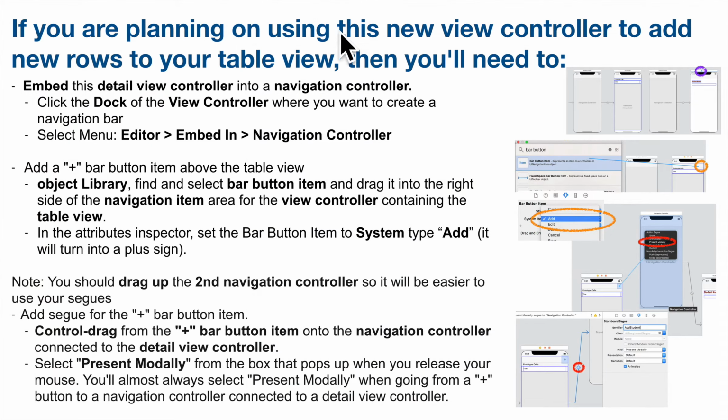So if we're planning on using our new view controller to add new rows to our table view, then what we want to do is we want to embed our new view controller in its own navigation controller. And the reason why we're going to go ahead and do this is it will give us a space to put a save and a cancel button on our view controller. Let me just show you why we're doing this. You don't have to follow along. You can just watch the video, but if you want to try this out, you can as well.